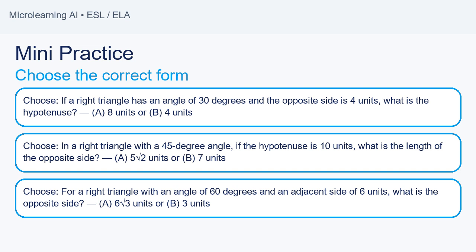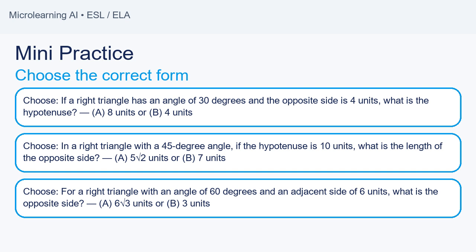2. In a right triangle with a 45-degree angle, if the hypotenuse is 10 units, what is the length of the opposite side? A. 5 root 2 units or B. 7 units. Answer. Option A.